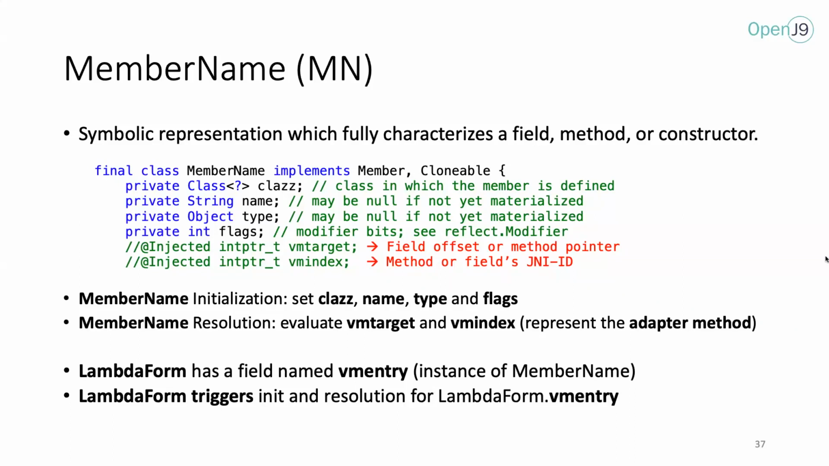And that's where a VM index will get used. In the larger image of MethodHandle, member name exists within a LambdaForm. So LambdaForm has a field named VM entry, which is an instance of member name, and LambdaForm during the prepare phase will trigger the initialization and resolution for this member name. To summarize, member name is just a structure which will point to the method that includes the bytecode that are generated by the Lambda forms.